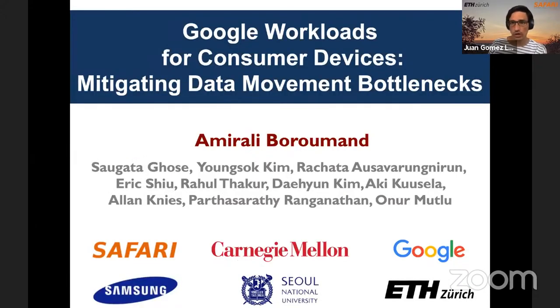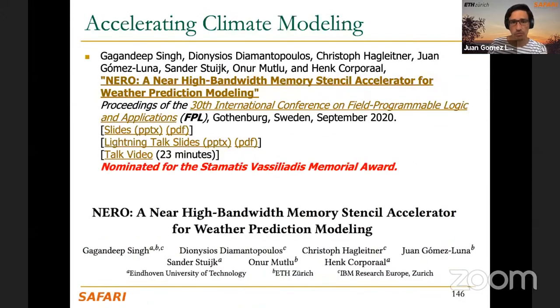Google workloads, another good example of new applications that can benefit from processing in memory. Some people think, for example, that processing in memory is not suitable for mobile devices, or not really necessary in mobile devices, and they are more focused on doing research for servers, for cloud, etc. In this Google workload paper, we show that consumer applications can also benefit from processing in memory as well.